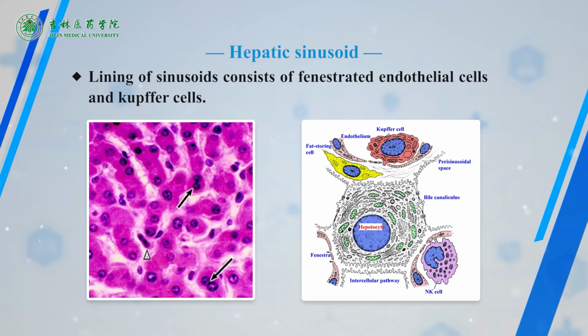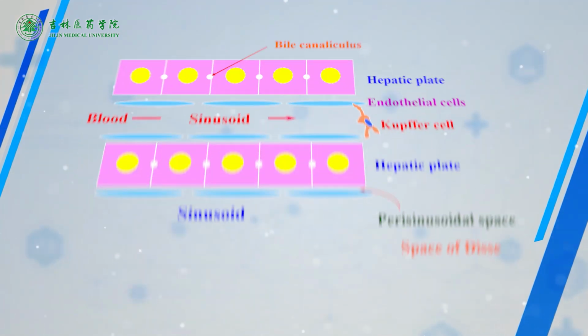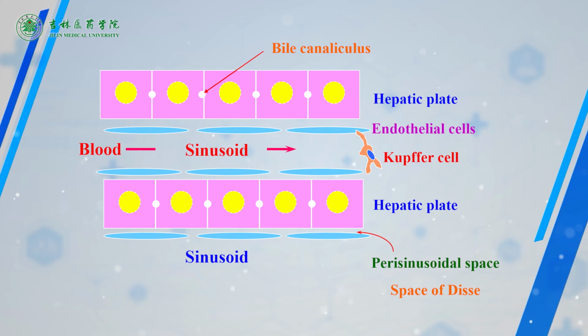Hepatic sinusoid. Hepatic sinusoid is located between adjacent hepatic plates. Sinusoid capillaries are irregularly dilated vessels composed solely of a discontinuous layer of fenestrated endothelial cells, in which materials exchange is realized between hepatocytes and plasma.